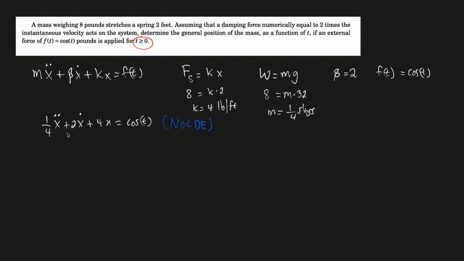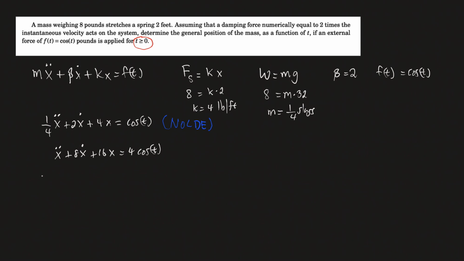We'll use our method of undetermined coefficients because this forcing function is simple enough, right? No need to complicate it with something like the variation of parameters. But I'm going to rewrite the equation so that we have nice integer coefficients. I'm going to multiply through by 4. So I have x double dot plus 8 x dot plus 16 x is equal to 4 cosine of t.